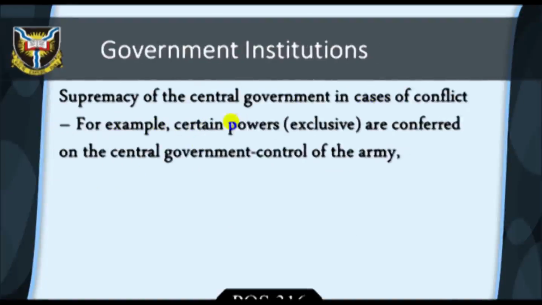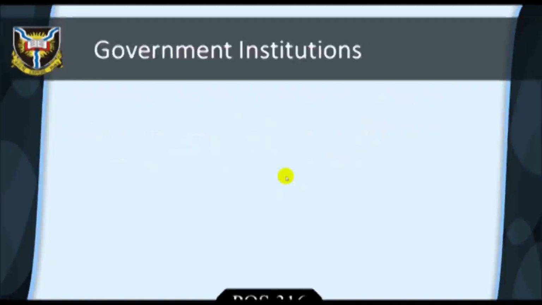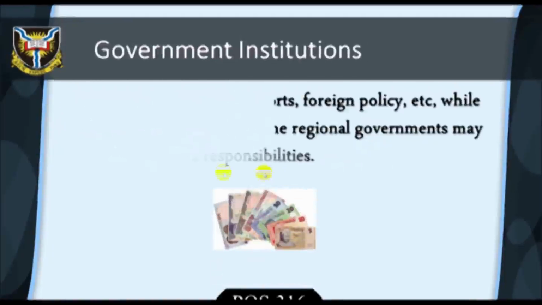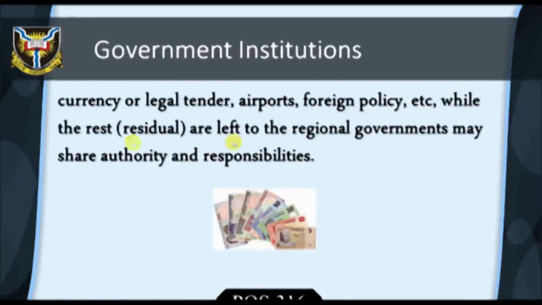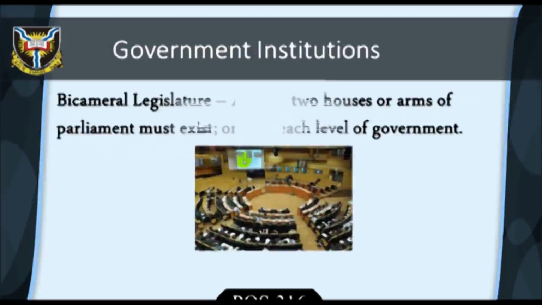For example, certain powers, exclusive, are conferred on the central government: control of the army, currency or legal tender, airports, foreign policy, etc., while the rest, that is residual, are left to the regional governments, and they may share authority and responsibilities. 3. Bicameral legislature. At least 2 houses or arms of parliament must exist, one for each level of government.